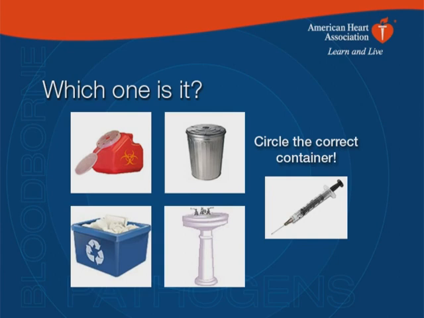This picture shows a used needle that has come in contact with blood. Where should you dispose of it? Circle the correct container. The correct answer is the sharps disposal container with the biohazard symbol on it.